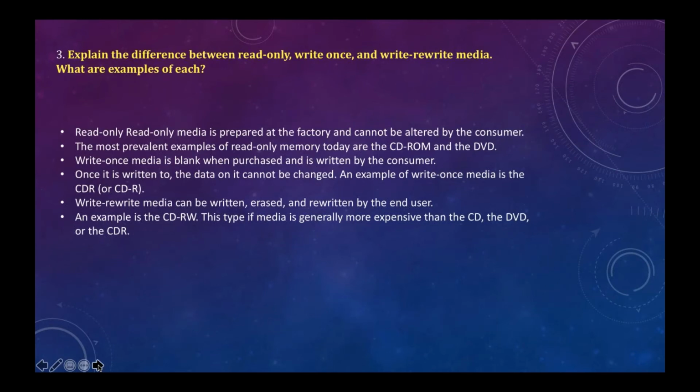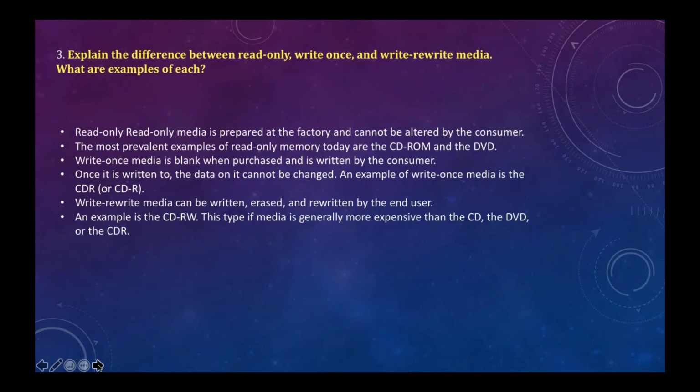And then explain the difference between read-only and write-once and rewrite media. So your read-only media is the CD that you would buy from a shop that has data on it, maybe a song by your favorite artist, and you cannot put anything on it beside what is there. And then the write once is the one that you can buy from a shop, but you can write on it once. Once you write on it, you cannot use it again.